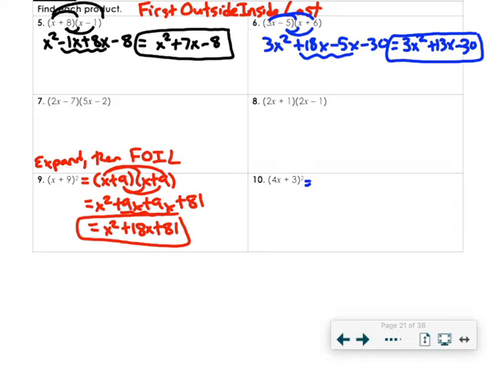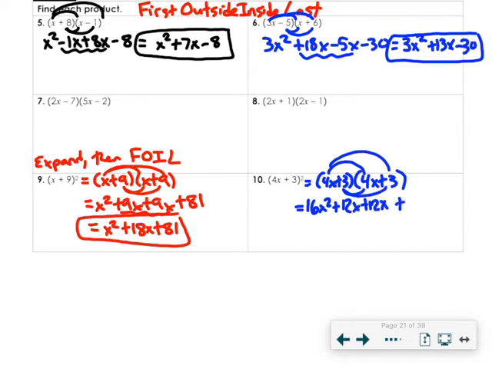Expand, then FOIL. So this is 4x plus 3 twice. The first times the first is 16x squared, 4x times 4x. 4x times 3, that's 12x. 3 times 4x is the same thing, 12x. 3 times 3 is positive 9. These two are going to add together, so we have 16x squared, positive 24x, and positive 9. That's how we FOIL.